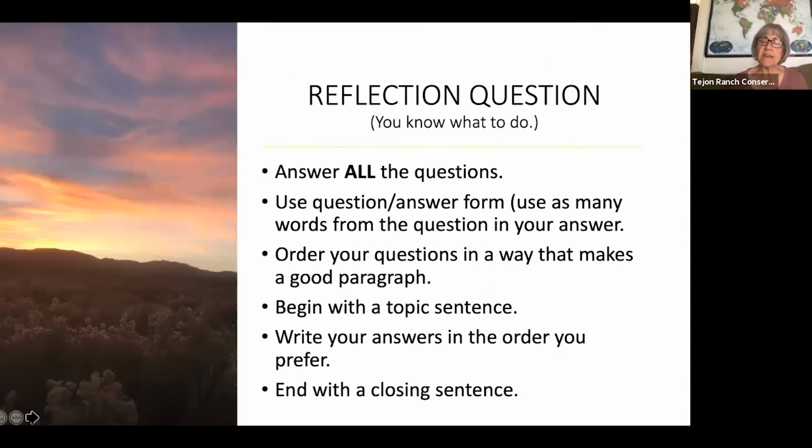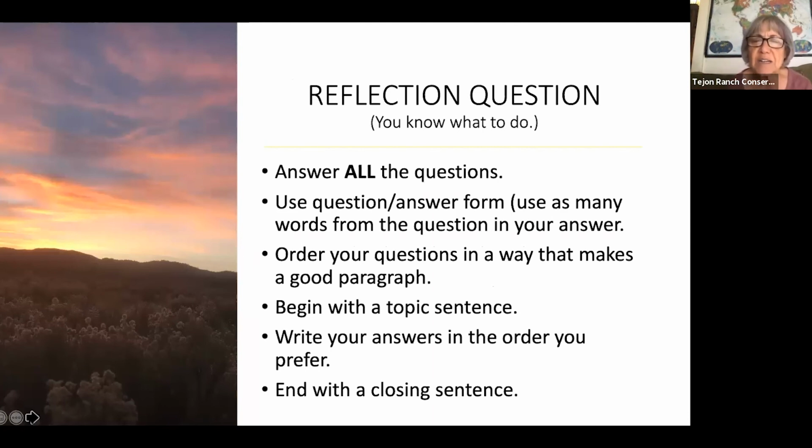Once you have finished making this wonderful, beautiful poem, and by the way, you may want to frame that poem, that is, decorate that poem with other colors and pictures and images, just to make it look really nice. Once you've done that, time to do your reflection questions.